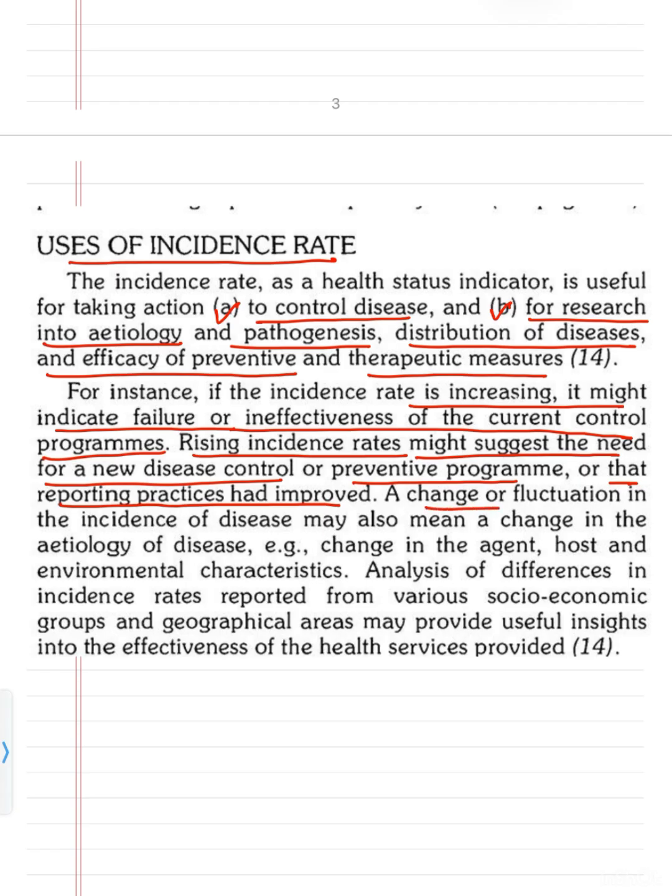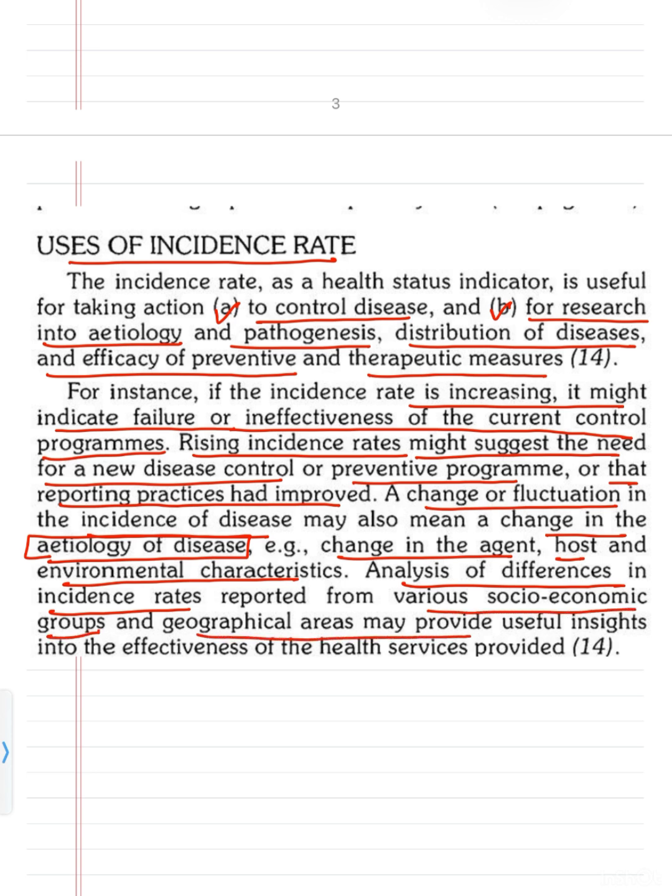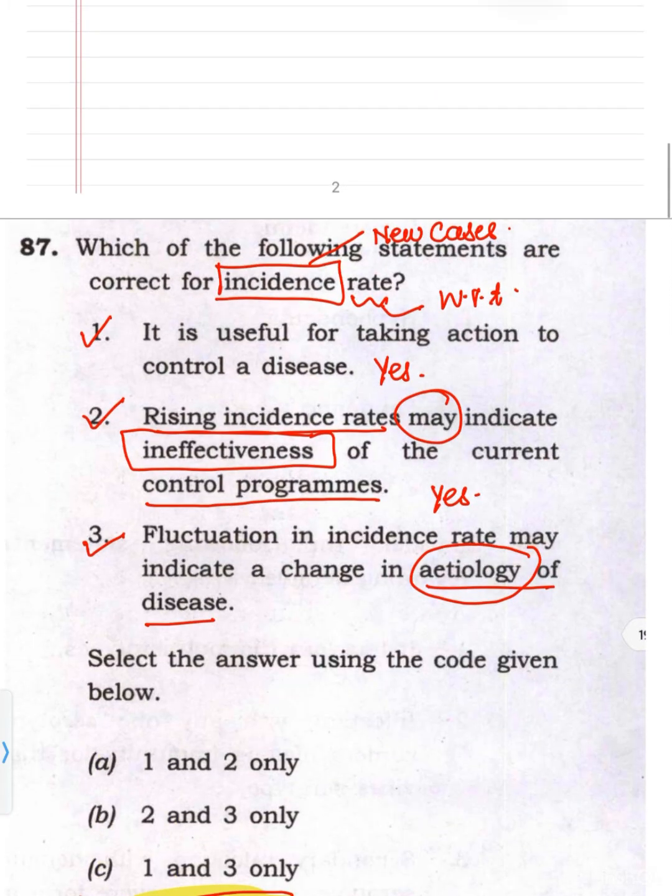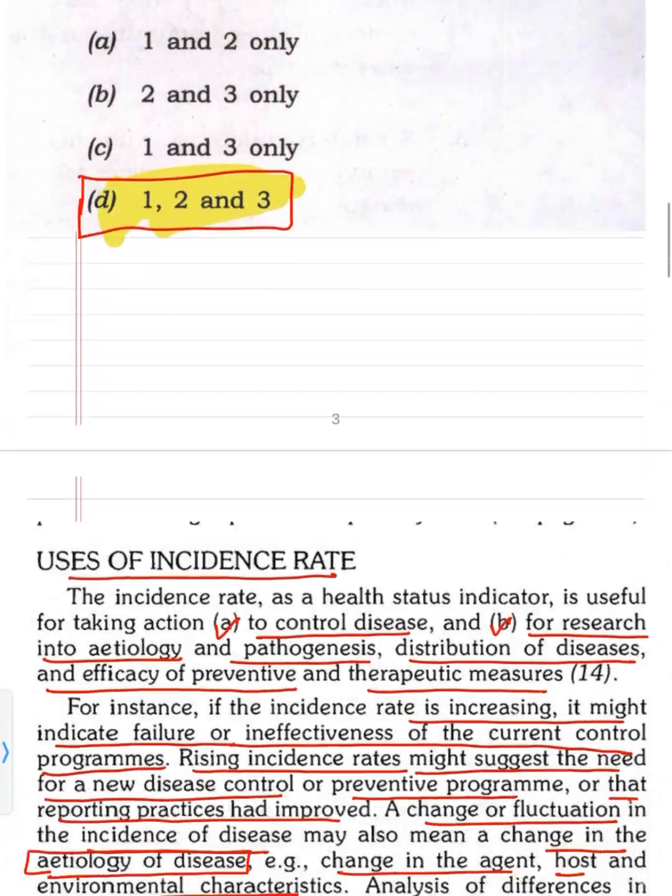A change or fluctuation in the incidence of disease may also mean a change in the etiology of the disease. Etiology of the disease means change in the agent, host and environmental characteristics. Analysis of differences in incidence rate reported from various socioeconomic groups and geographical areas may provide useful insights into effectiveness of health services provided. So this was question number 87 about the incidence rate.